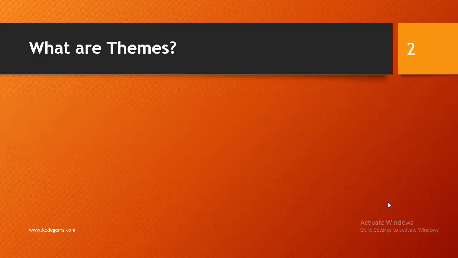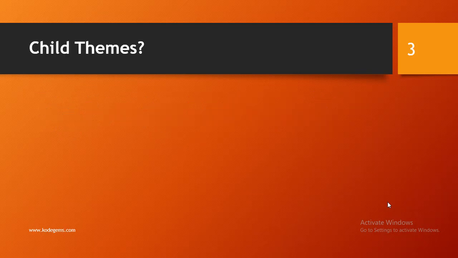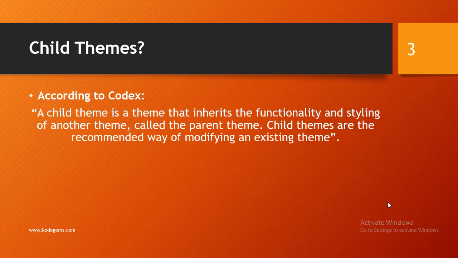What are the themes? Themes are the set of files combined together to craft the functionality and design of a WordPress website. Every theme comes with various options to make your website more user-friendly and eye-catching. Now, what are the child themes? According to Kodegems, a child theme is a theme that inherits the functionality and styling of another theme called the parent theme. Child themes are the recommended way of modifying an existing theme.